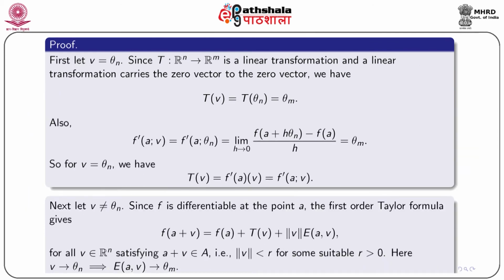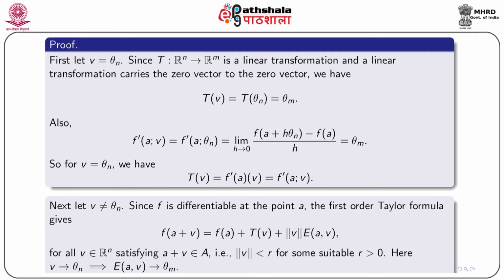We start the proof. First we assume that V is the 0 vector of Rn. Since T from Rn to Rm is a linear transformation and a linear transformation carries the 0 vector to the 0 vector, we have Tv equal to T theta n equal to theta m.